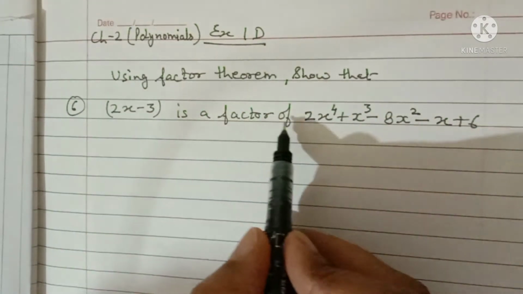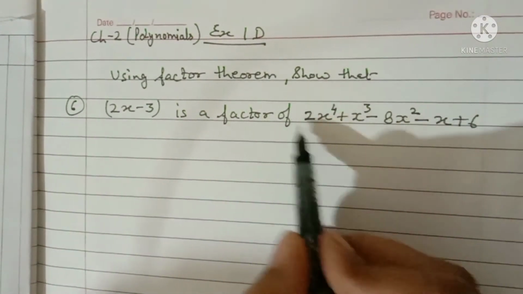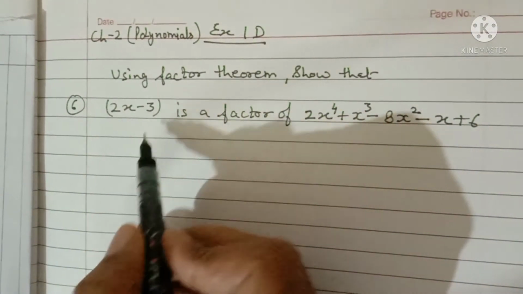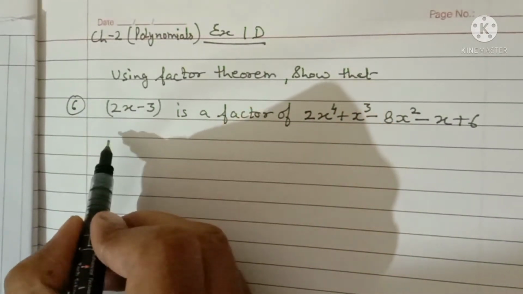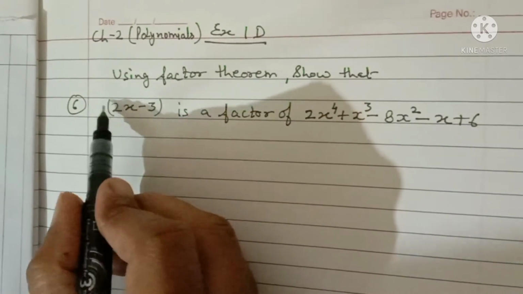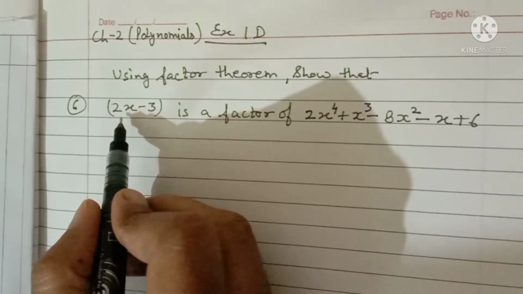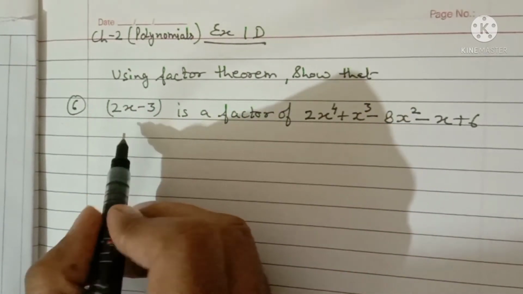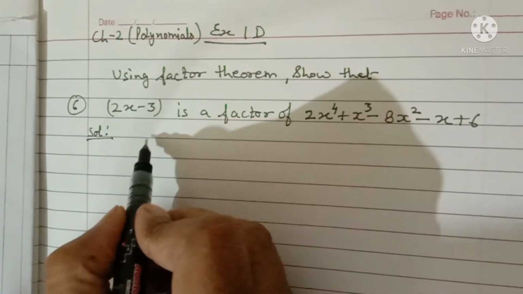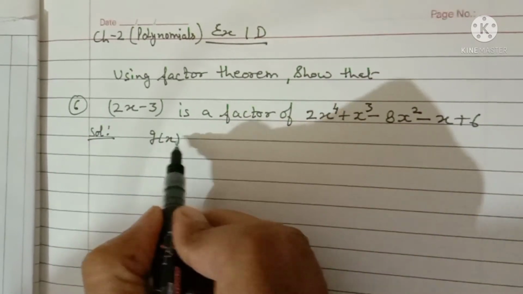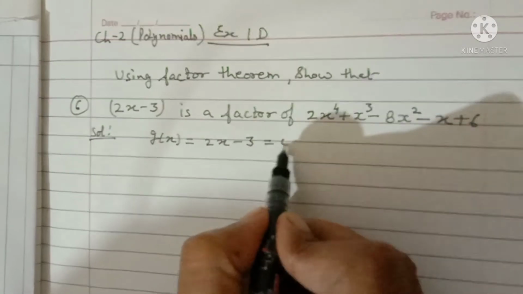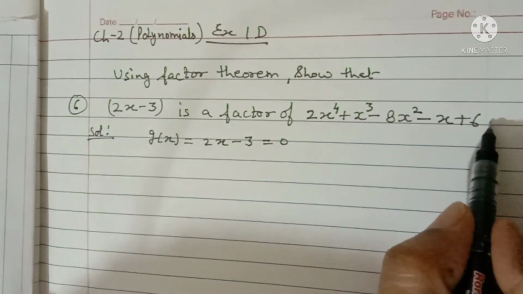2x minus 3 is a factor of this polynomial. Suppose this is polynomial p(x) and this is the linear polynomial, suppose this is g(x). If it is a factor, then the linear polynomial g(x) equals 0. So write down the solution. g(x) is equal to 2x minus 3, this will be 0.